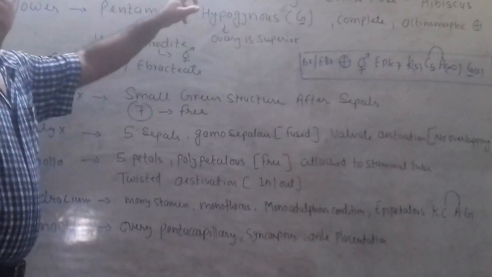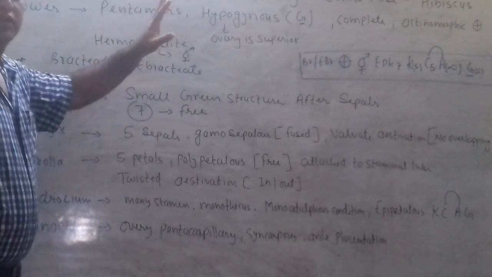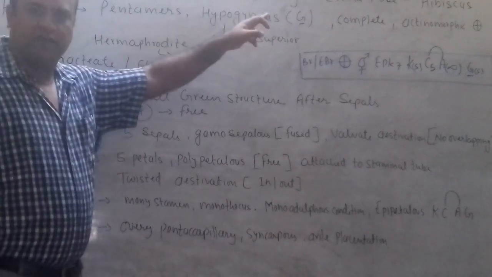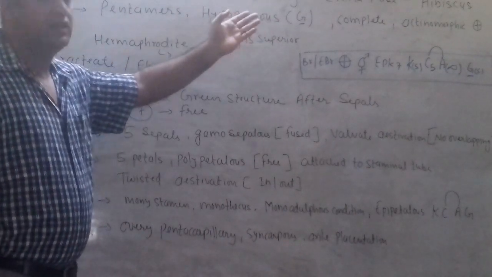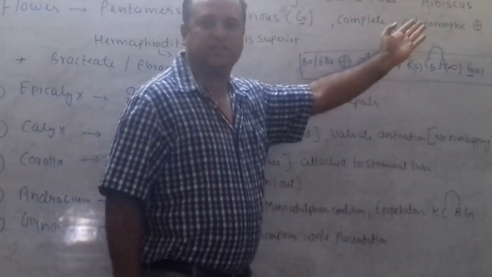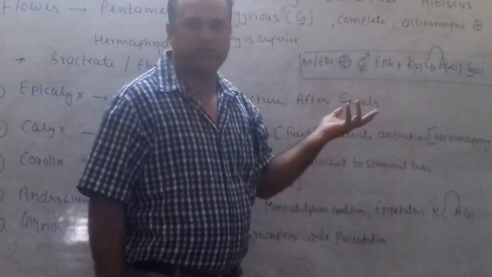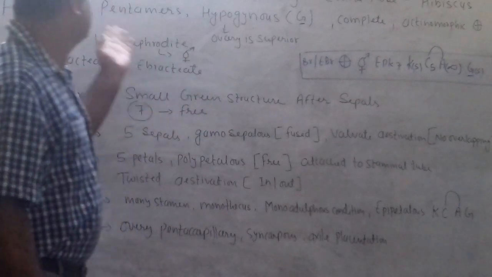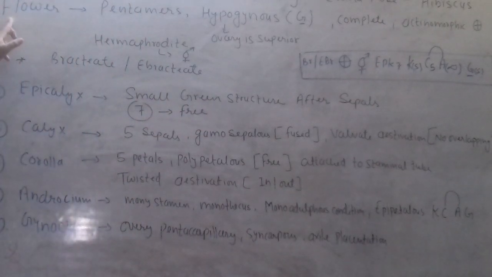We are going to discuss the flower formula. Okay, we are starting with the Malvaceae family because we have seen China rose around us, and it's commonly known as hibiscus. Everybody knows this China rose flower. So we are starting with the flower. Our point number 1 is flower.